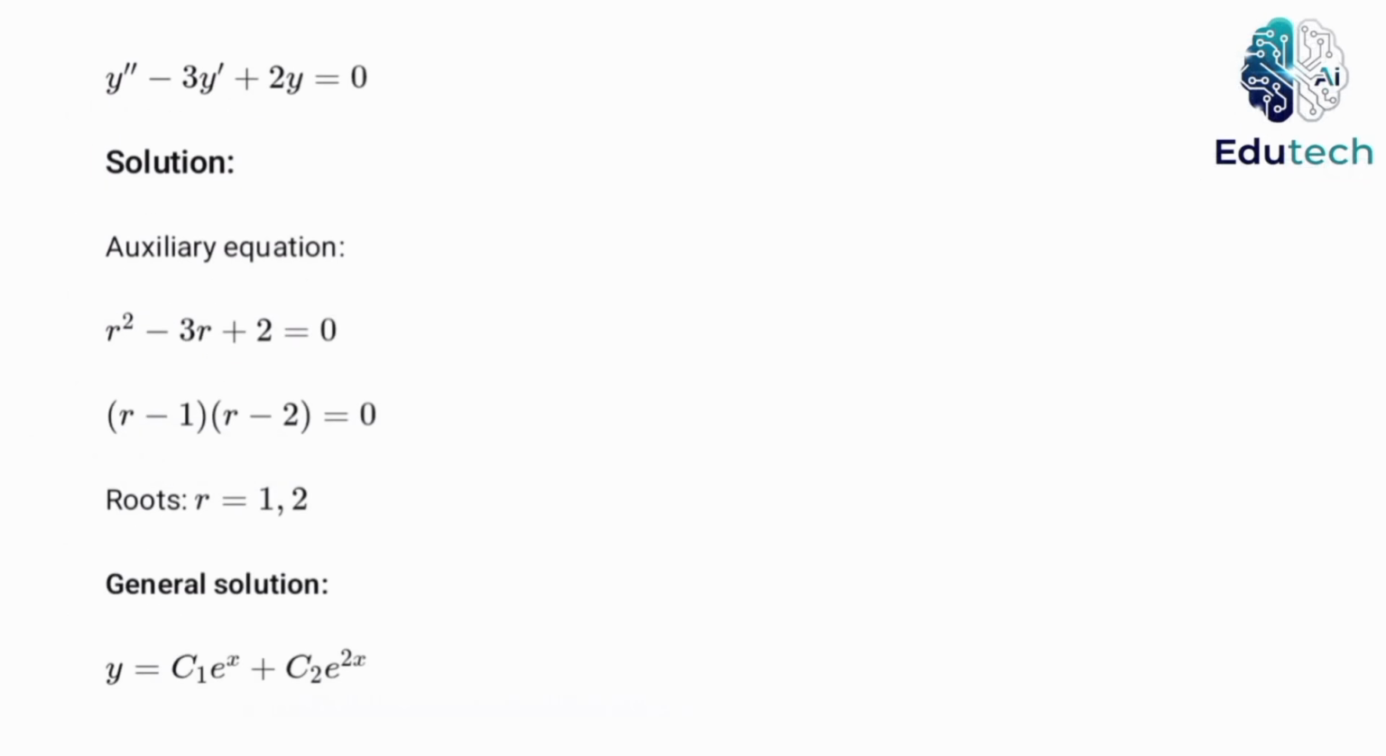Solve y'' - 3y' + 2y = 0. The auxiliary equation is r² - 3r + 2 = 0. (r - 1)(r - 2) = 0. So the roots are r = 1, 2. Therefore, the general solution is y = c1 e^x + c2 e^(2x).